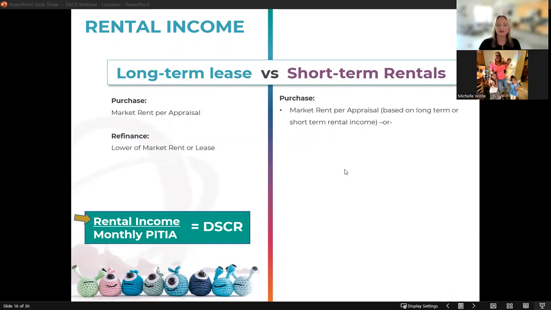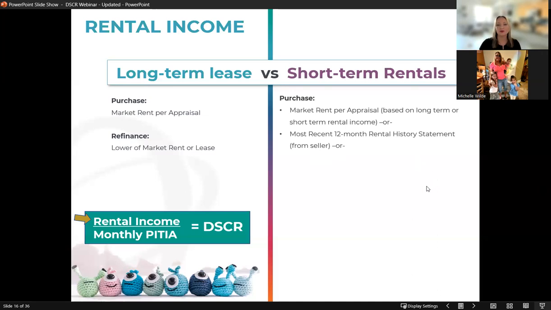Now, if we're doing a short-term rental and it's a purchase, then you're going to look at the market rent per the appraisal. Most appraisers are not willing to do a short-term rental rent comparison on the appraisal, but if they are, we will take it. I like to point that out. That's something unique about Orion's program.